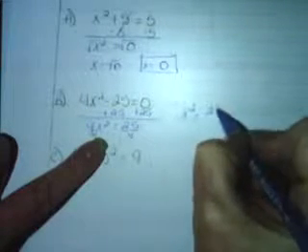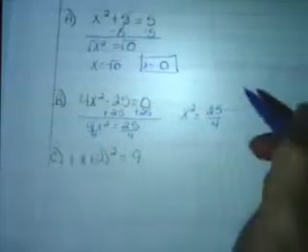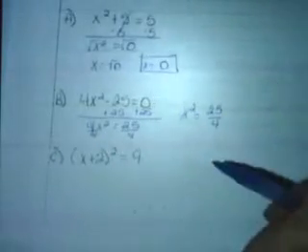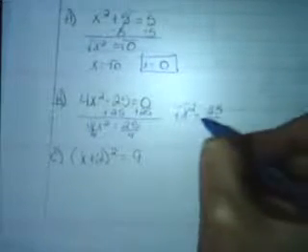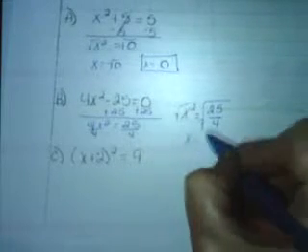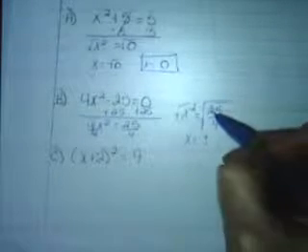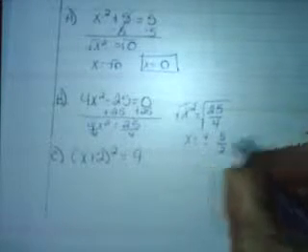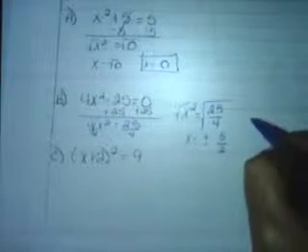equals 25 over 4. Okay, well, to get rid of the squared, because I want to solve for just x, I have to square root each side. So that's going to leave me with x equals plus or minus, what is the square root of 25? 5. What is the square root of 4? 2. So my two solutions are positive 5 halves and negative 5 halves.